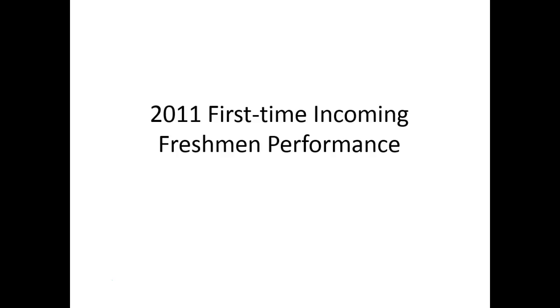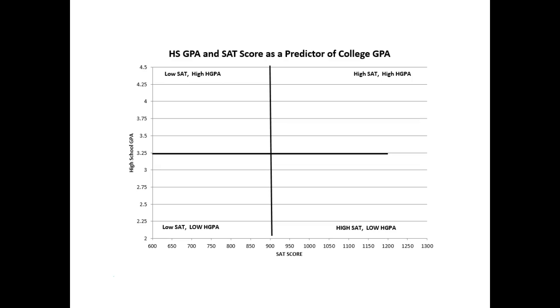So the first time incoming freshmen, I looked at how they did at the beginning and how they did at the end. So we could break them up, okay? So I grouped it this way. And that doesn't necessarily mean low, but I picked like the median score, like 910 is in the low SAT group, and above 910 is high SAT. And then high school GPA, I have 3.25 for high, 3.25 and down is low, right?